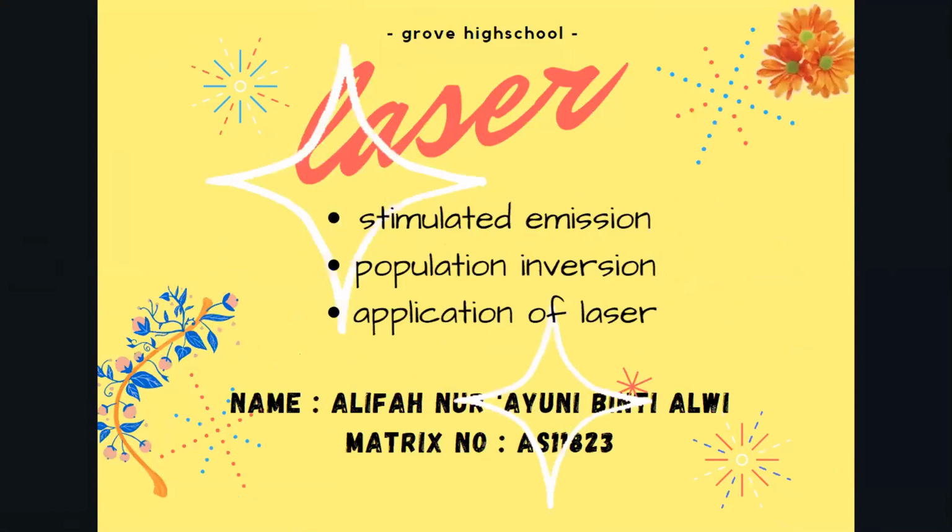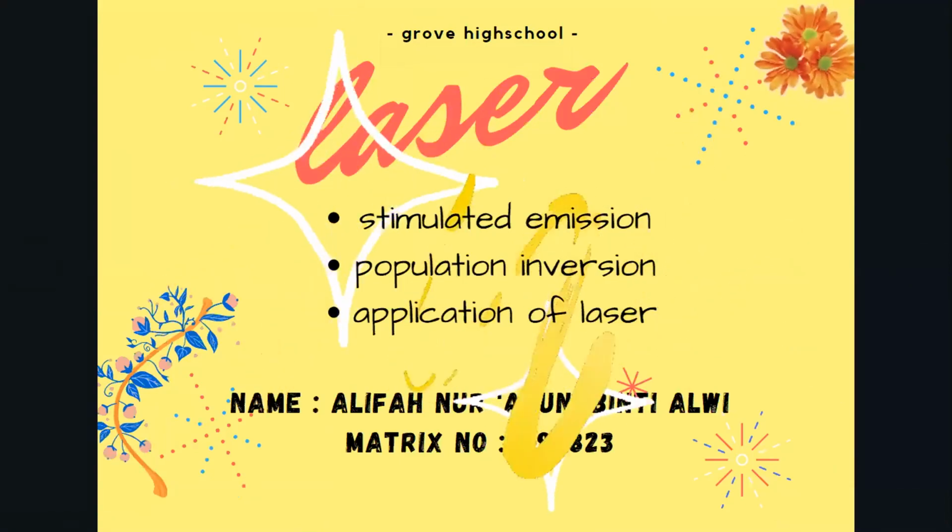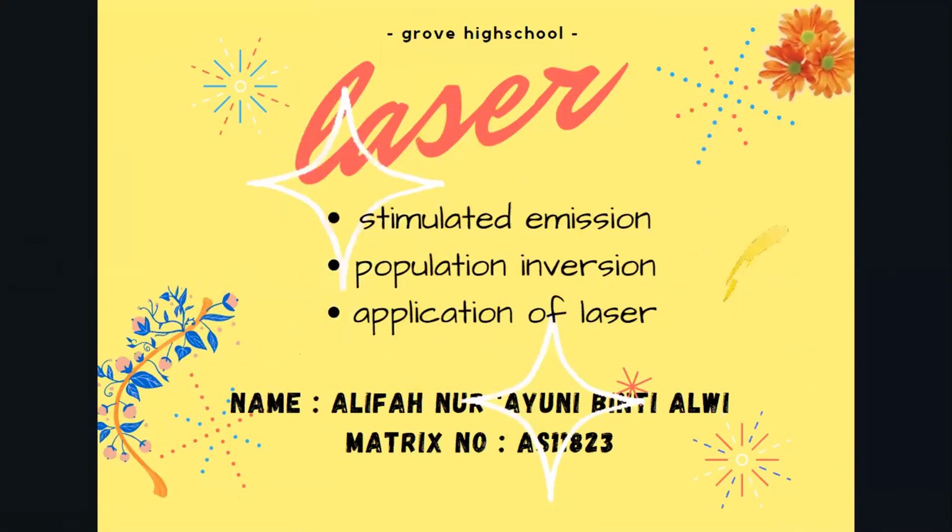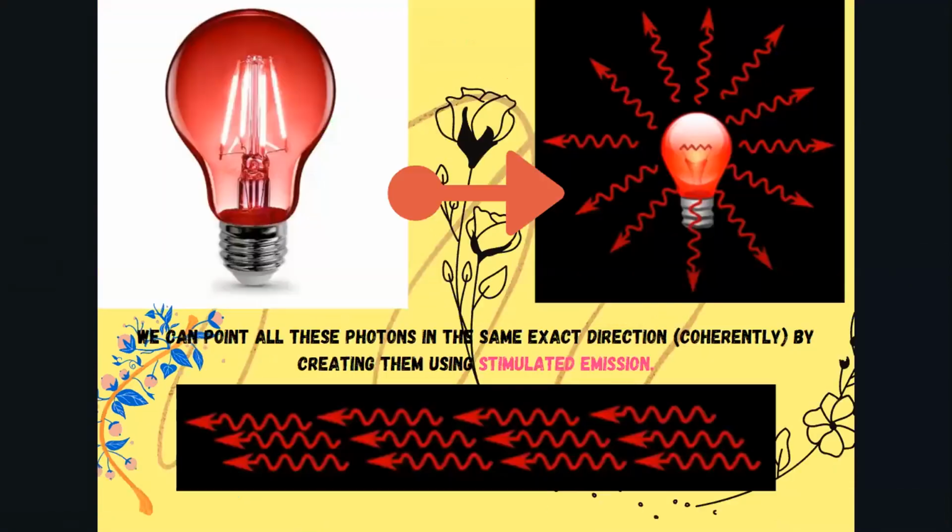As Hajar has presented stimulated absorption and spontaneous emission, I will present the rest, which are stimulated emission, population inversion and their applications. So first of all, for the stimulated emission part, I want you to imagine we have a red light. What kind of photons would it give off? It will give off red photons because it is red light, and it will give them off in all different directions. But would it not be cool if we could take all of the photons and point them in the same direction, coherently? We can, by using stimulated emission.